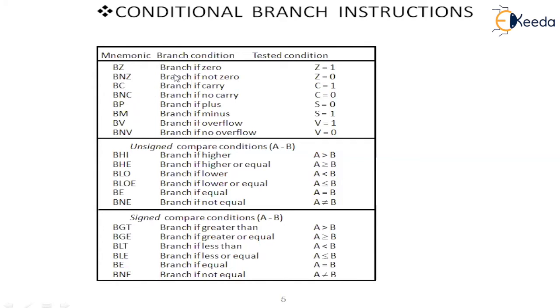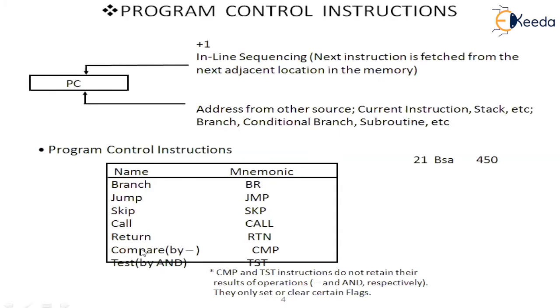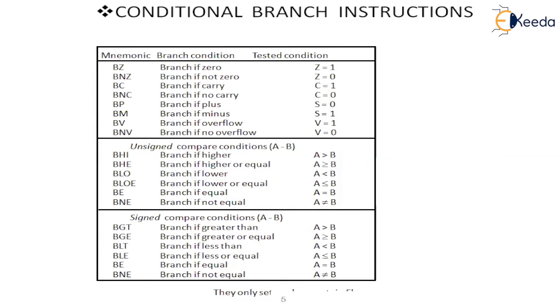This will be the comparison. We make a comparison, and if this comparison is successful, then we take a branch. If the comparison is not successful, then we do not take a branch. These are conditional branch instructions, meaning we need to evaluate a condition. This evaluation will be done by some comparison.